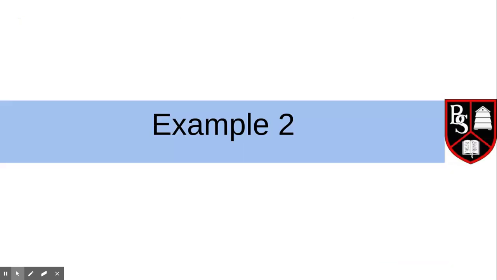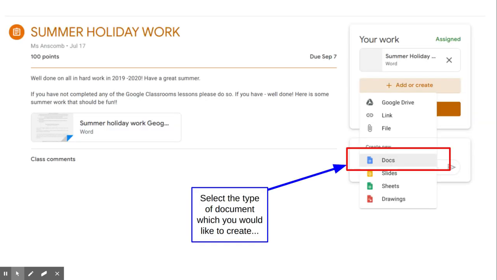There's another way that you can hand work in, and that's by creating work. So again, you press the Add or Create button, which is in pale orange, and then for this piece of work in particular, I've selected the Docs button. But I'm able to create documents, PowerPoints, Excel documents, and drawings. For this example, as you can see, I've highlighted documents.